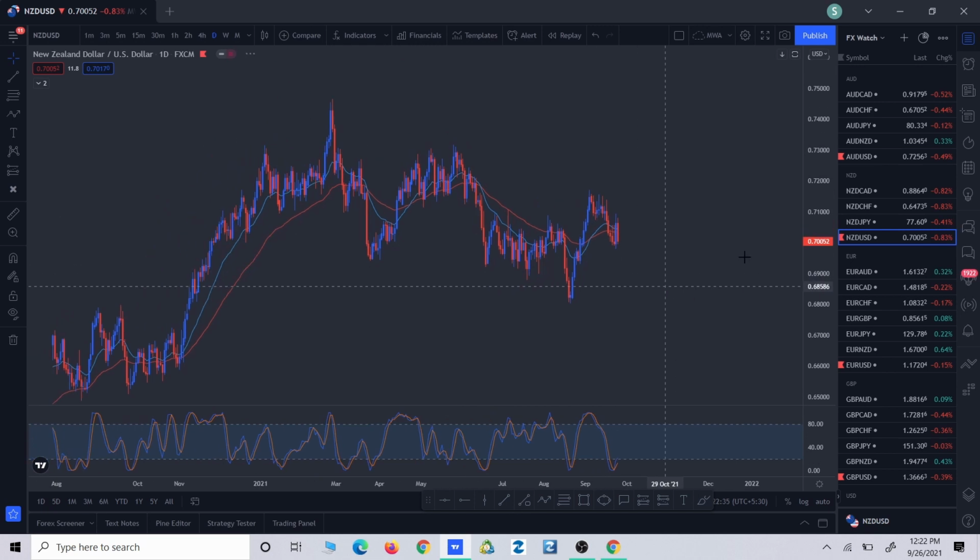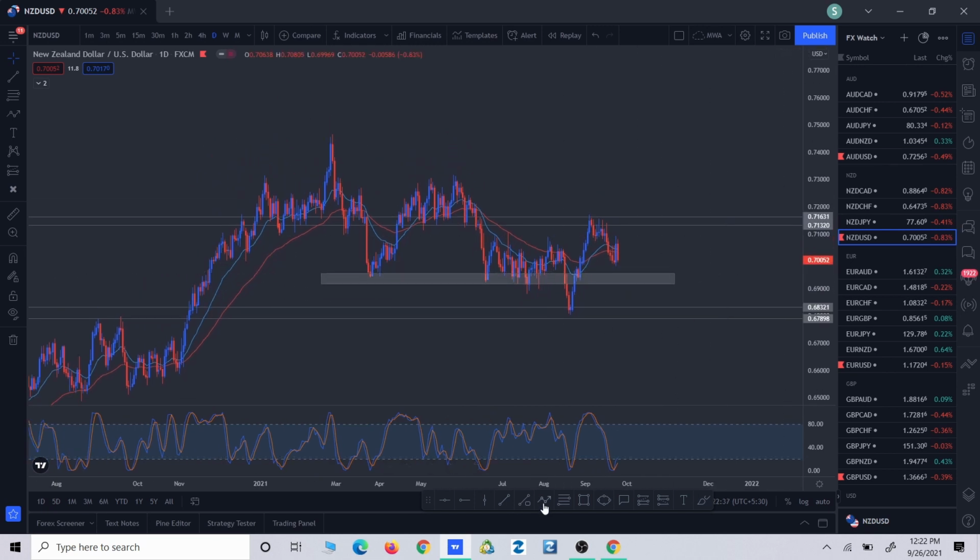On New Zealand USD, starting from here, we can see low, lower high, lower low, lower high, lower low, and then the price broke and closed above the previous high. So again, we can expect a beginning of an uptrend here, but in order to confirm that, we need some more higher highs and higher low structures.